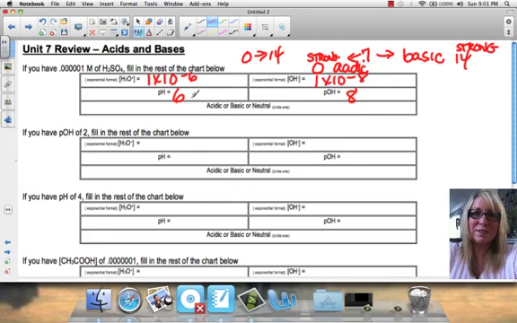So if my pH is 6, then this is going to be acidic. If you have a pOH of 2, that means that your pH is 12. This is 1 times 10 to the negative 12, and this is 1 times 10 to the negative 2. A pH of 12 is basic. If you have a pH of 4, then you have a pOH of 10. This is going to be 1 times 10 to the negative 4, and this is 1 times 10 to the negative 10. So a pH of 4 is acidic.